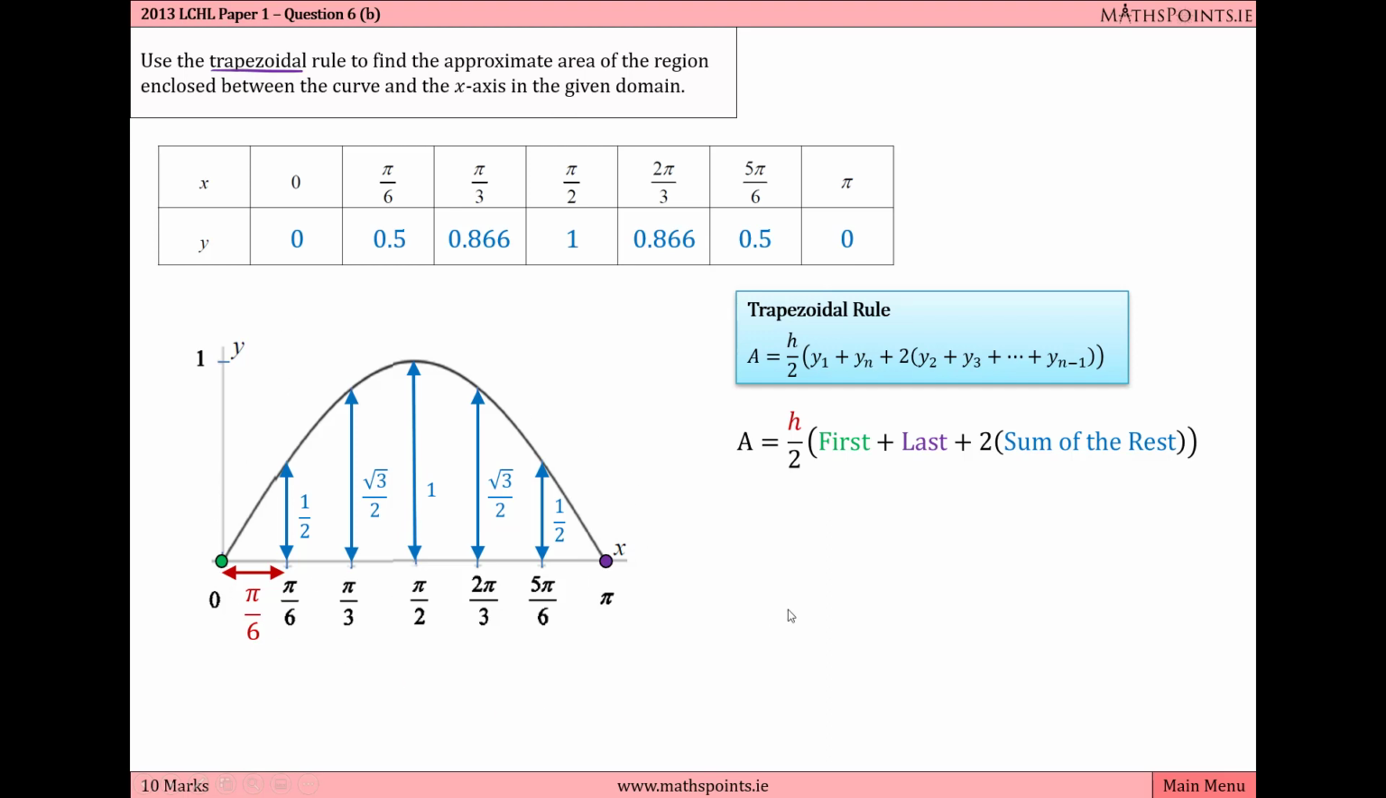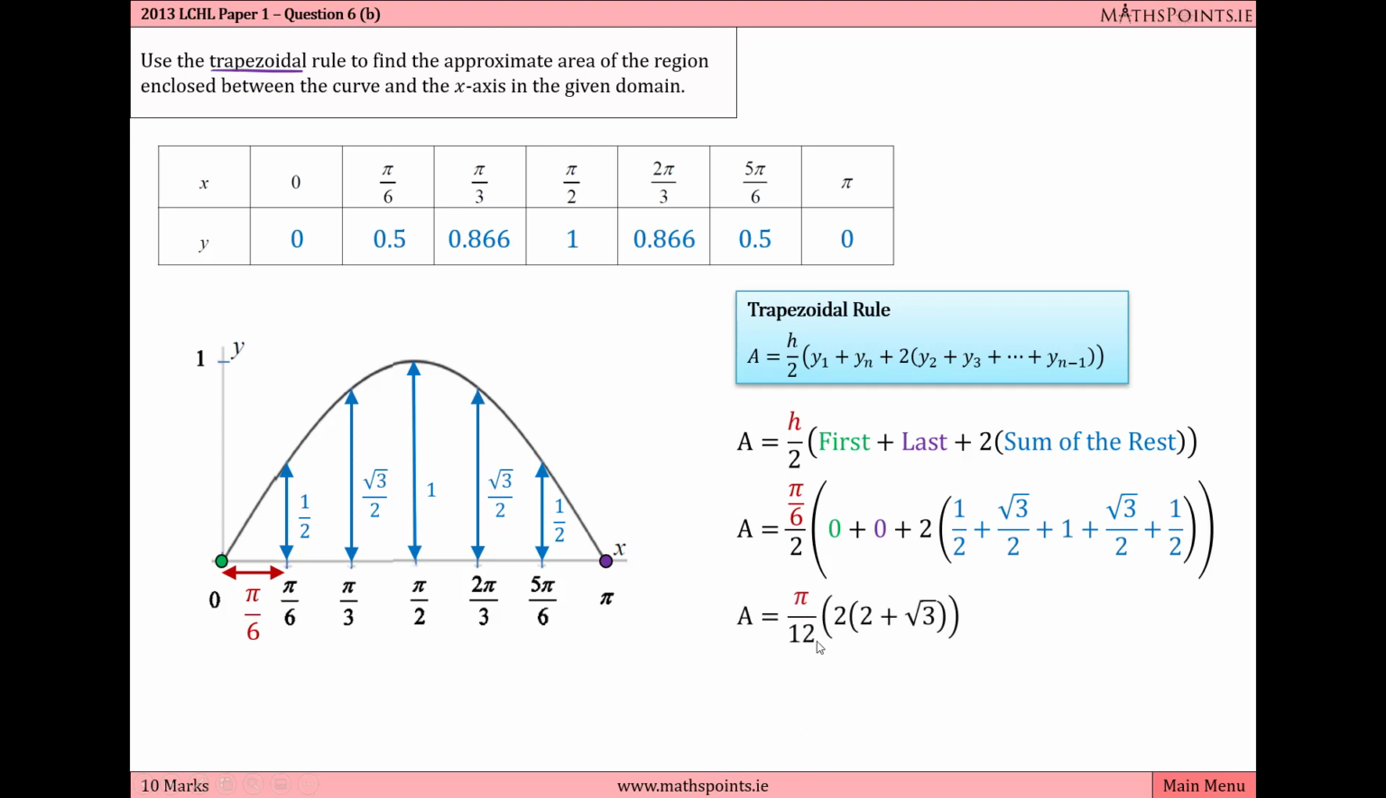We could use the decimals above, but just for greater accuracy, we're going to use the surd form that we have here for now. So subbing those values in, we have A is equal to the interval pi over 6 over 2 on the first height, which is 0, plus the last height, which is 0, plus 2 times the sum of the rest of the heights: a half plus root 3 over 2 plus 1 plus root 3 over 2 plus a half. Pi over 6 divided by 2 is pi over 12. 0 plus 0 is 0, plus 2 times the sum of the rest of the heights will be 2 plus root 3. If we multiply 2 by 2 plus root 3, we get 4 plus 2 root 3.